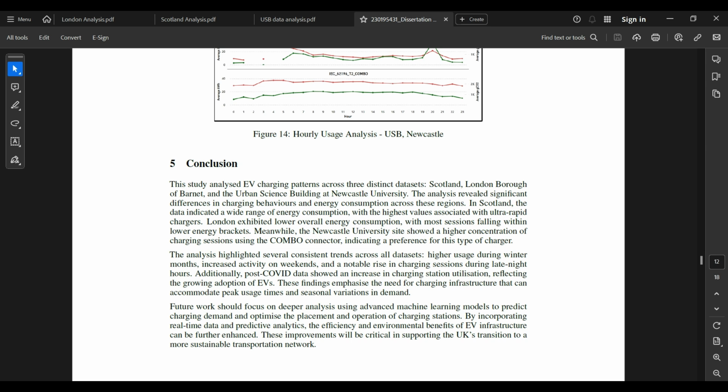So all this analysis carried out for these three geographical levels has completed our research, and has successfully answered our research questions. And based on this, these analyses can help in improving the EV infrastructure and taking some significant decisions. Thank you.